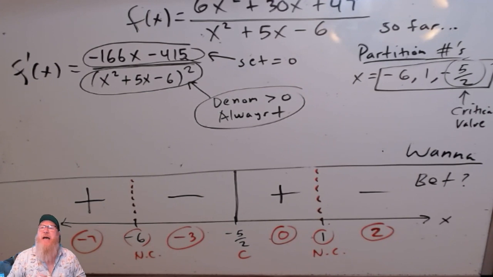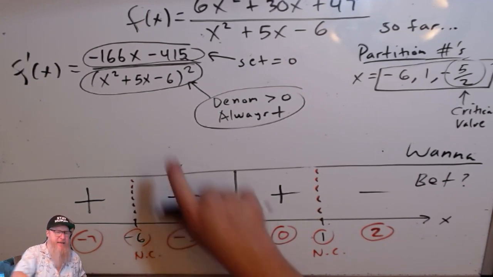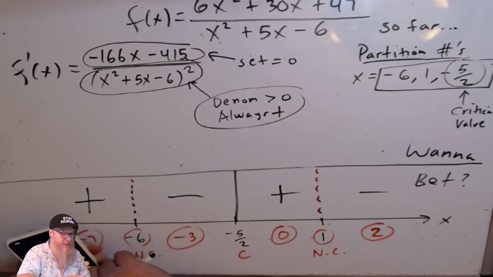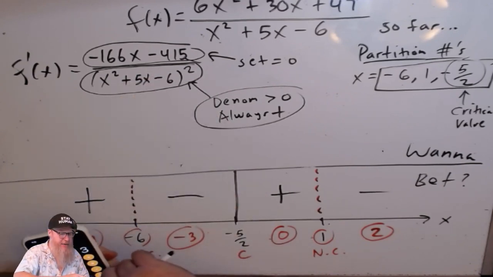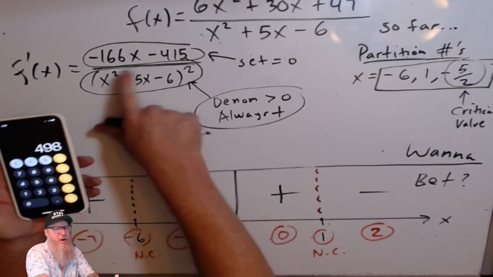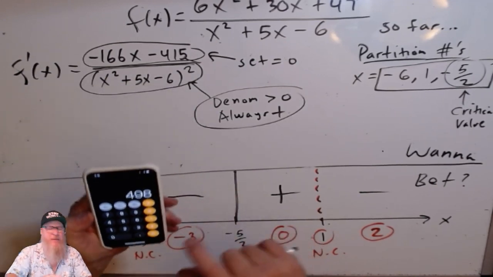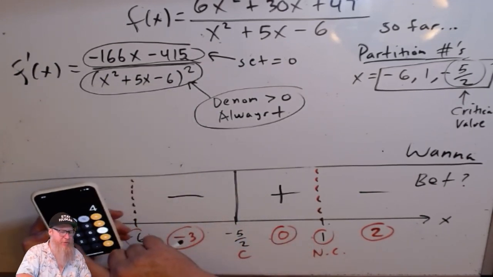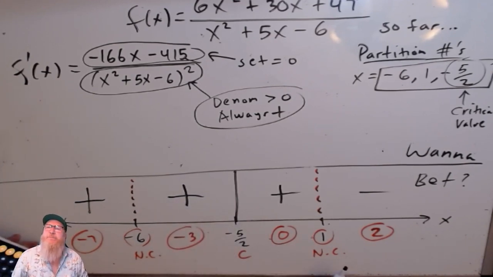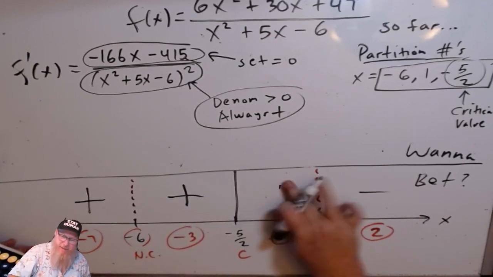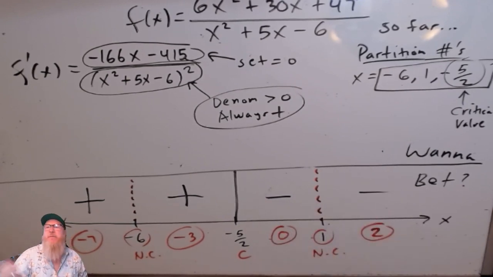I don't know. I don't want to bet. I want to test. So let's go to the next one. -3. So I got 166 times -3. That's 498 minus 415. It's still positive. I'm glad I didn't bet. Hey, maybe both of these are negative. I don't know, maybe there's a pattern here.